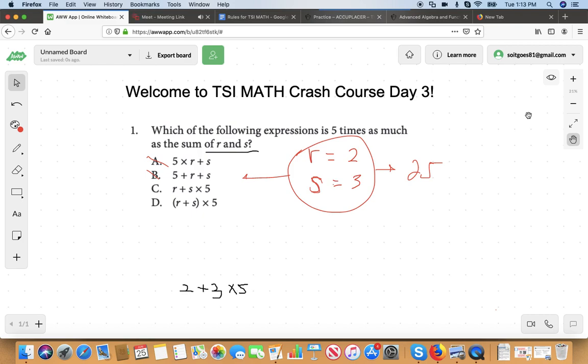Okay. So in this one, we would still do PEMDAS. Exactly. So we would multiply 3 times 5 first. Exactly. So it ended up being 17. Yep. So answer choice C is gone. So far we've eliminated A, B, and C. D is looking pretty good, I hope. Plug it in. Let's see what happens.